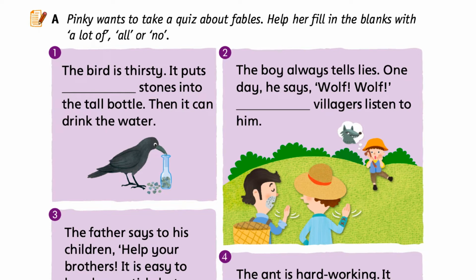Now look at fable number 2. This boy is not good. He tells people there are wolves in the field, but there aren't any wolves. The boy always tells lies. One day he says, "Wolf, wolf." Villagers listen to him.